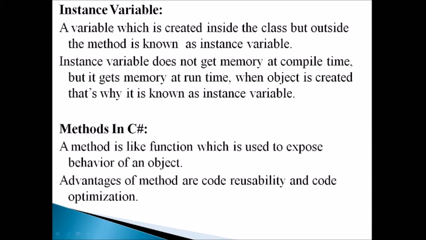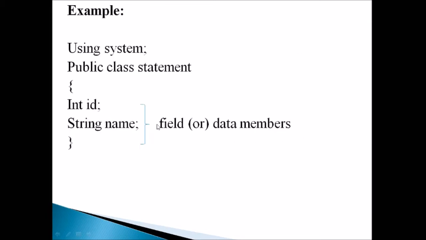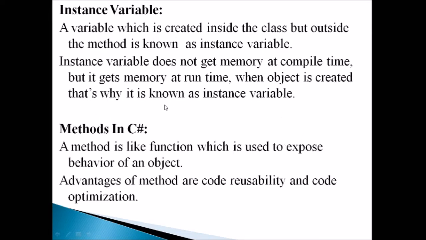Okay, in that first one, instance variable. You may have heard it already, instance variables are nothing but the variables which are declared inside the class and outside the method. In the previous example, you can see a variable declaration given within the class. In case it is outside the method, then these variables are called instance variables.